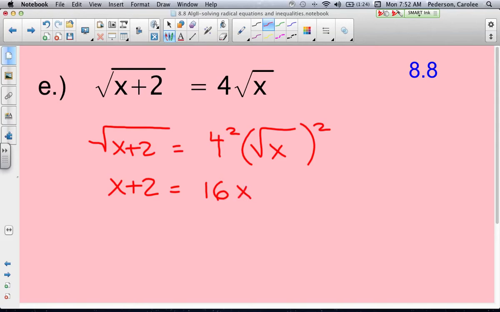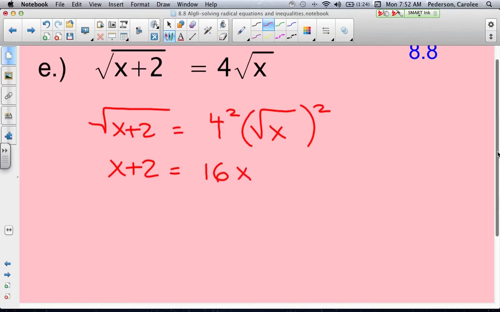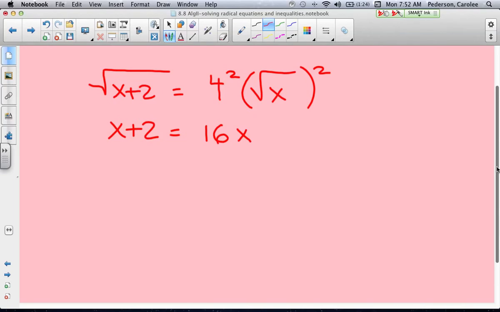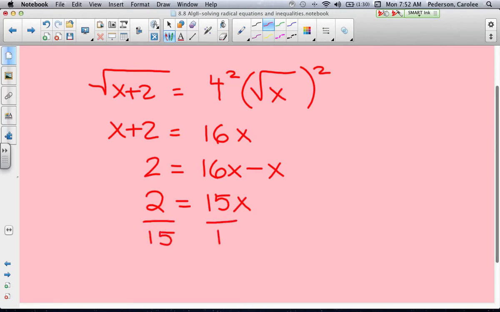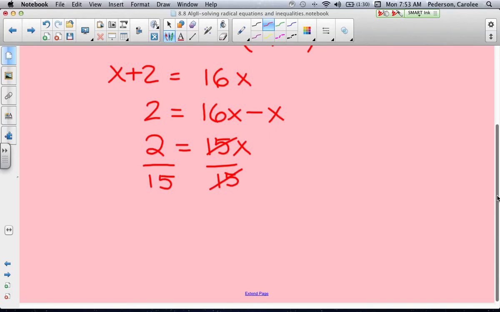Now we'll solve this linear equation. So we'll combine like terms. So we're going to subtract an x from both sides. So 16x minus x will give us 15x. And then divide both sides by 15. The 15s will cancel. And so we're left with x equaling 2/15.